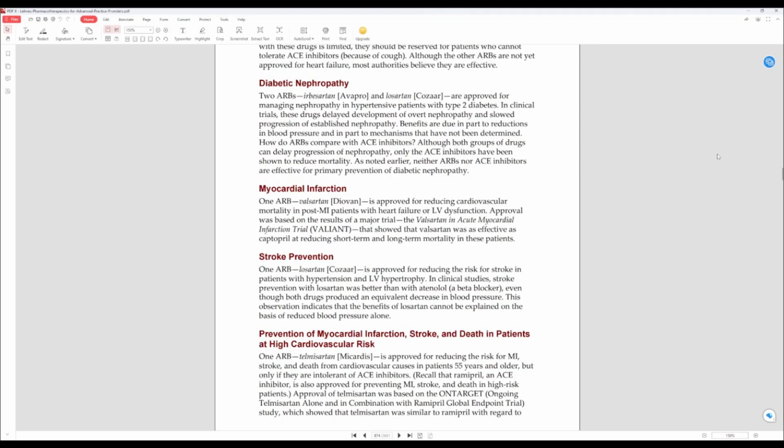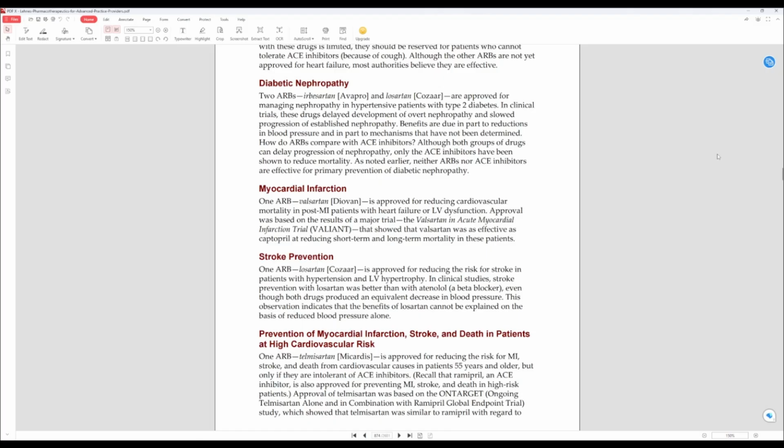Diabetic nephropathy. 2 ARBs, irbesartan and losartan, are approved for managing nephropathy in hypertensive patients with type 2 diabetes. In clinical trials, these drugs delayed the development of overt nephropathy and slowed the progression of established nephropathy. Benefits are due in part to reduction in blood pressure and in part to mechanisms that have not been determined.